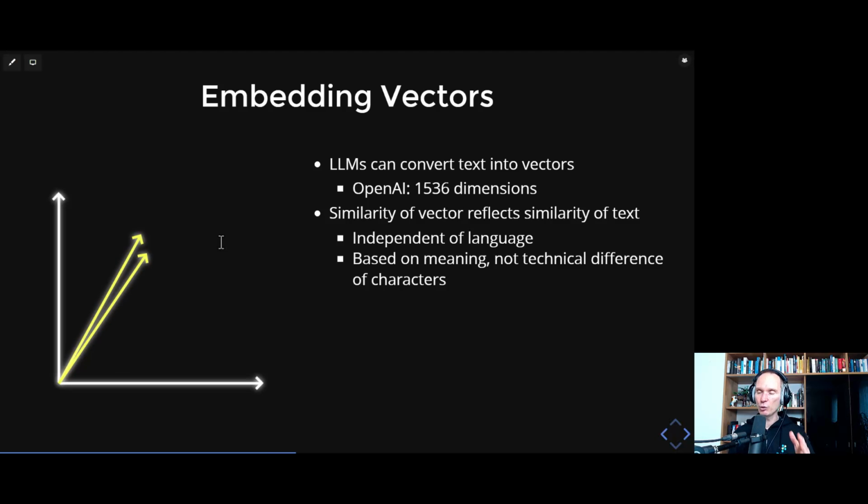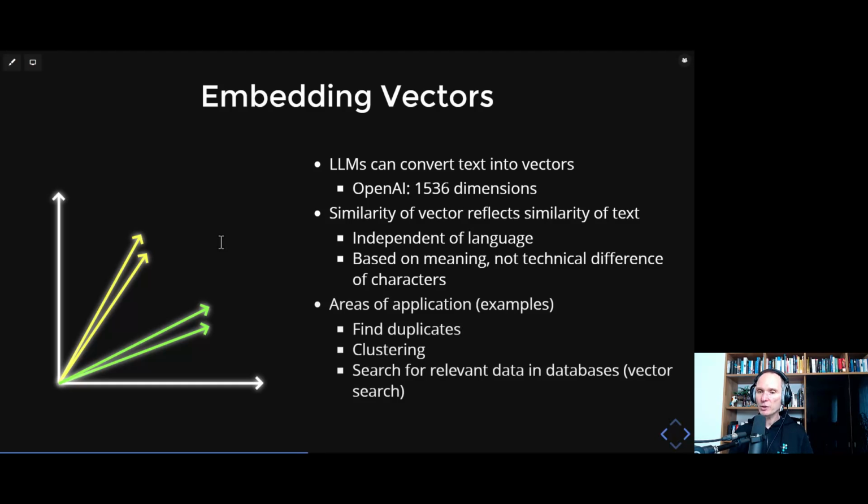That means if you have two vectors which end at approximately the same area, they are rather similar. If you have two vectors which end at a rather different space in this vector space, they are pretty different. So what could you do with this information? You could, for instance, look for duplicates. Maybe you are not sure whether your knowledge base has multiple chapters or text passages which are duplicates, which describe the same topic. You could use these embeddings to find duplicates.